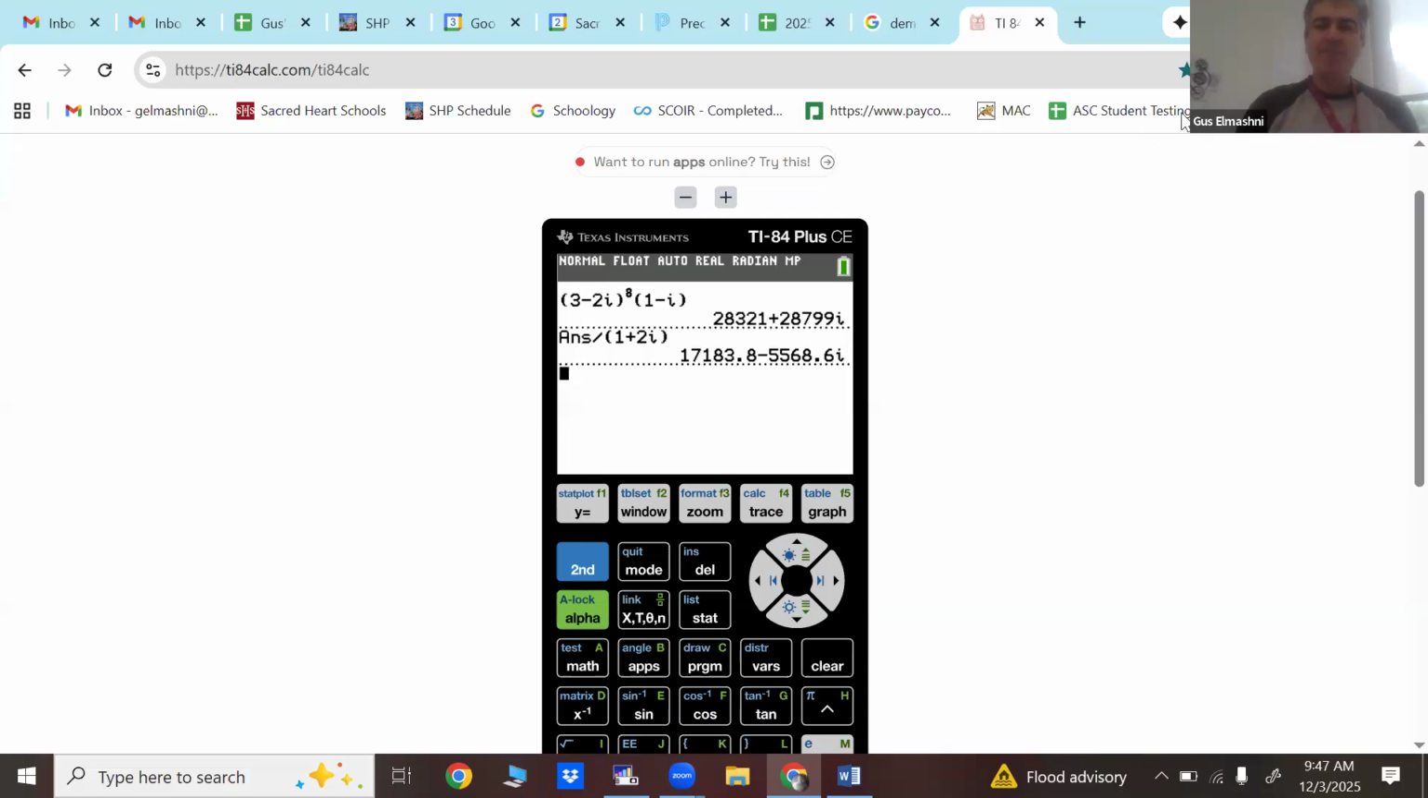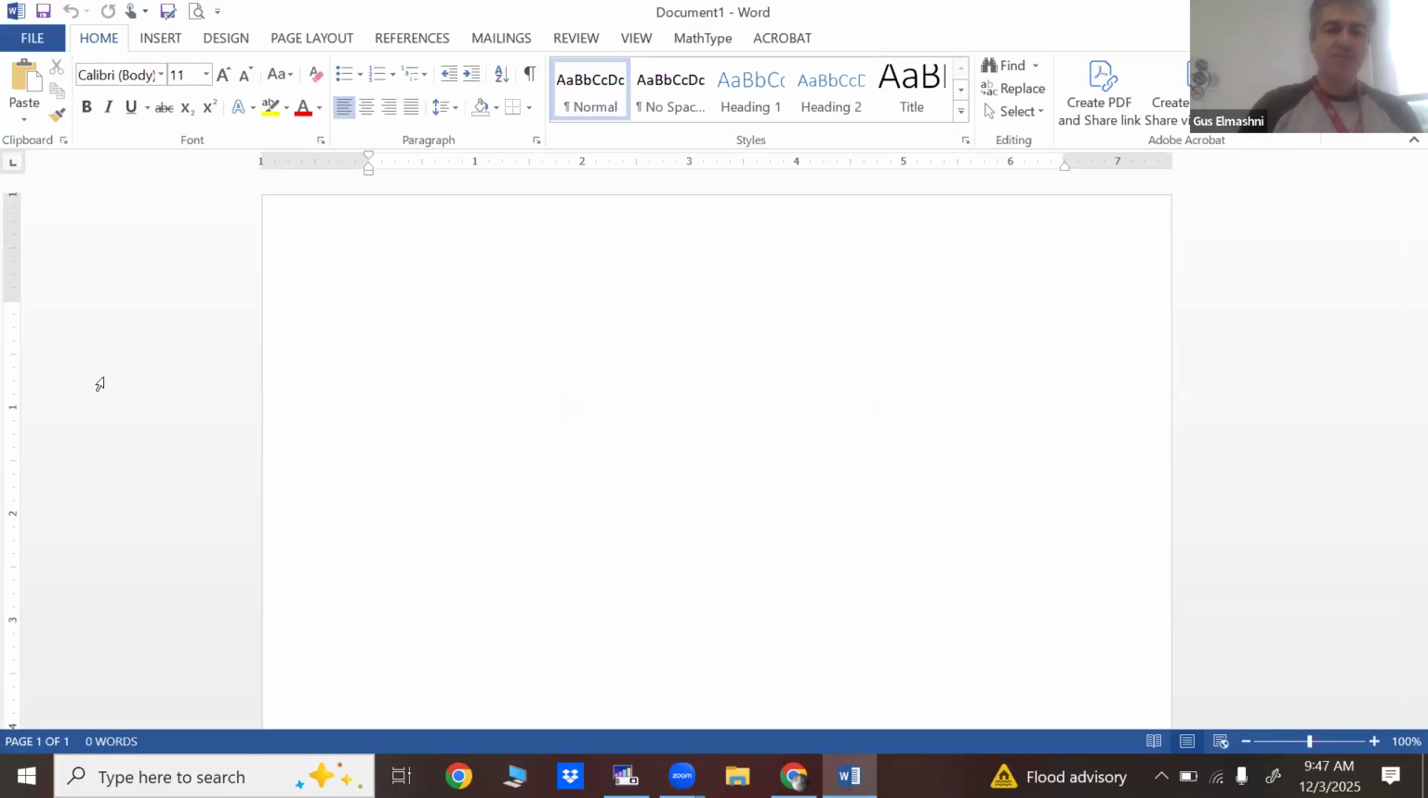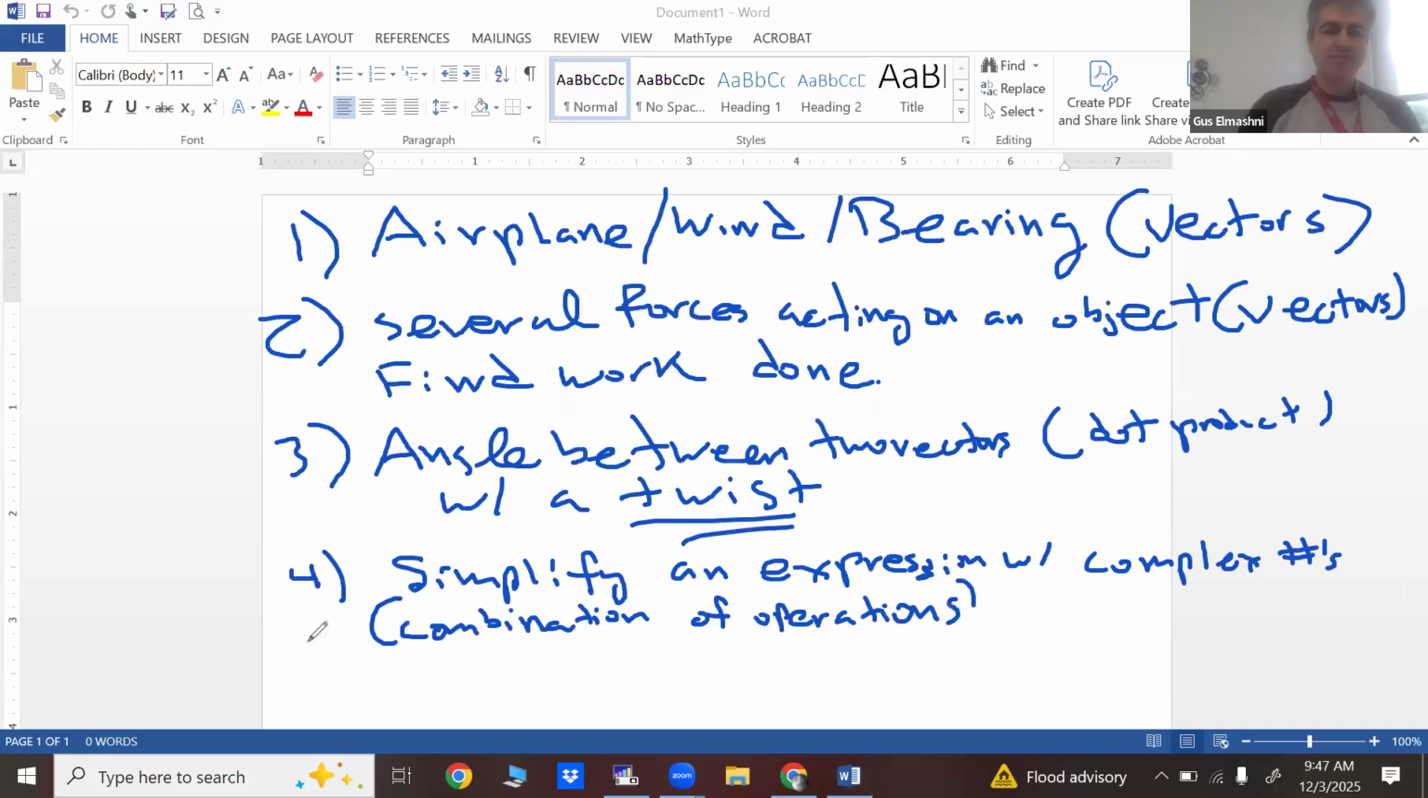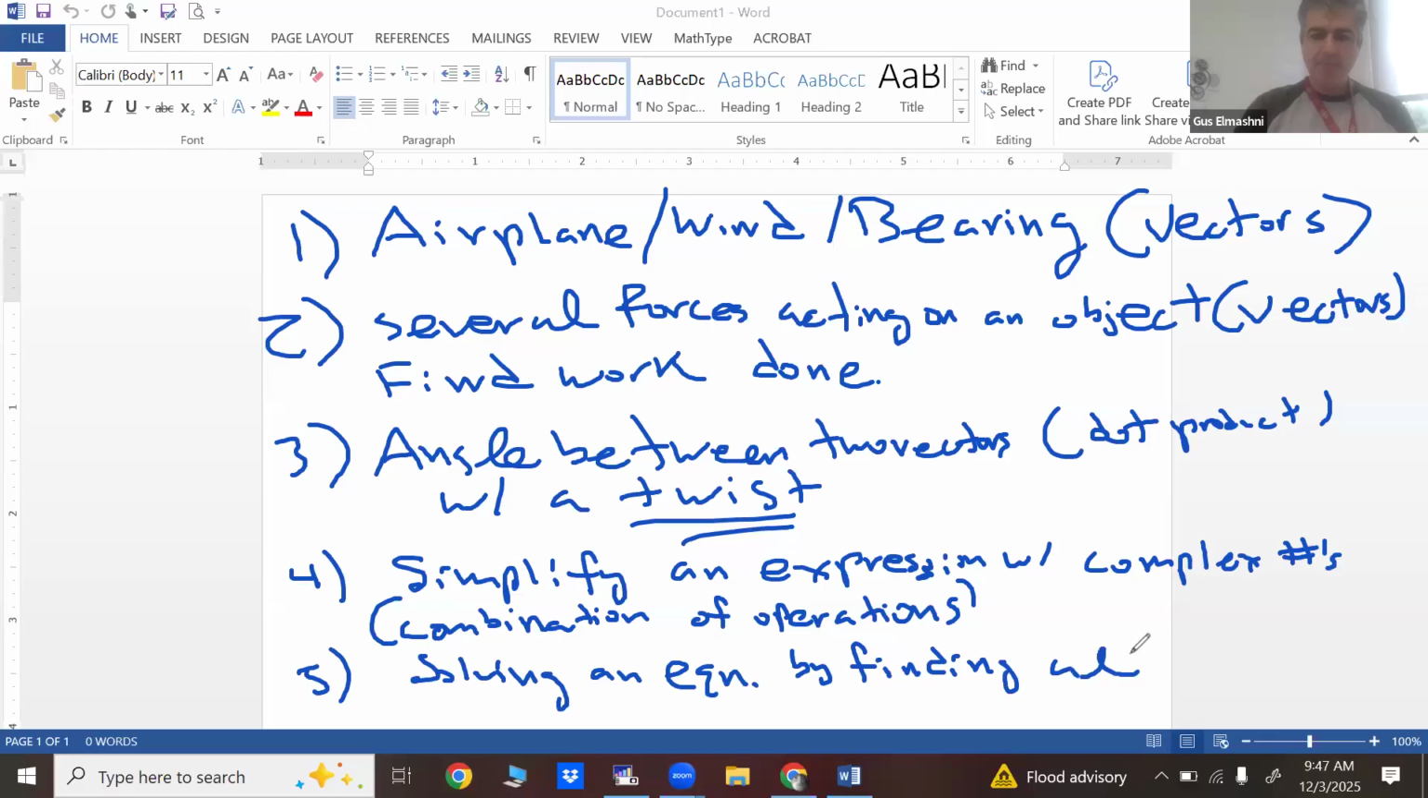All right. The 5th question. Solving an equation by finding all roots. Now, what does that exactly mean? I'll give you an example.